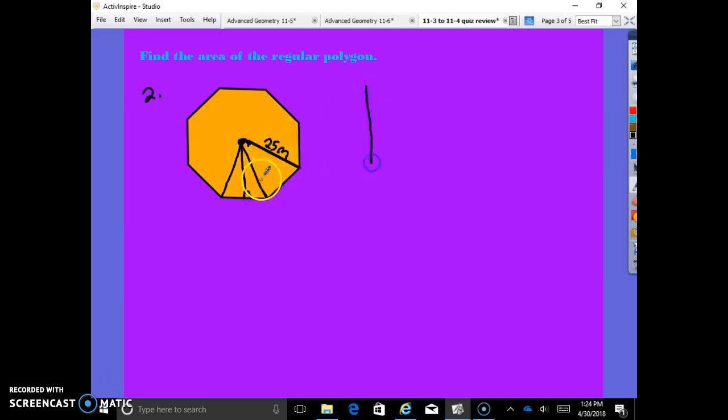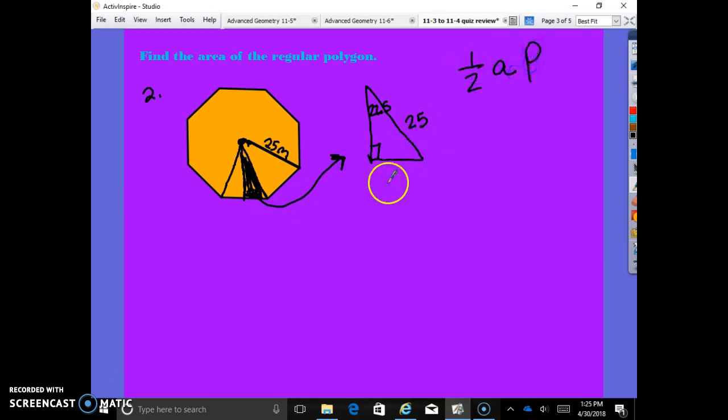And that little triangle right there, to make it a little bigger, is 22.5, with a hypotenuse of 25. We're looking at just this right here. All right, so the area is 1/2 apothem times perimeter. So we need to know what our apothem is and what our perimeter is. Let's get the apothem first.